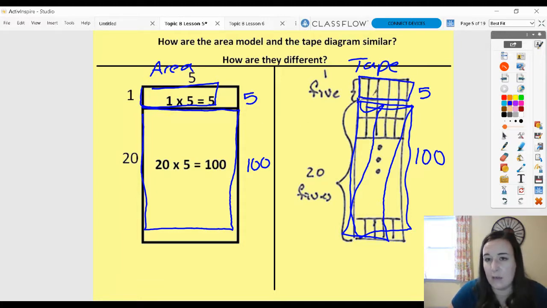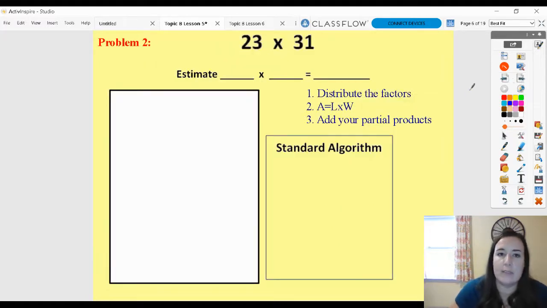And that's fine if we end up with smaller numbers. But when our partial product's 100, there's no way that you can make 100 boxes here or even 20 rows here. You just run out of space and you end up wasting time doing that. So we're really going to stick with this area model here and leave the tape diagrams for our word problems.